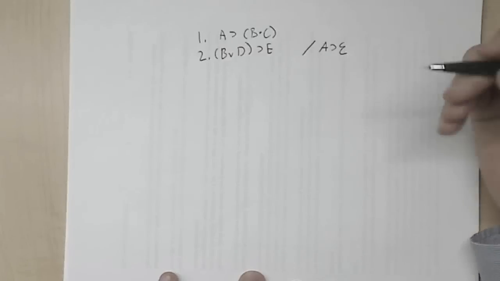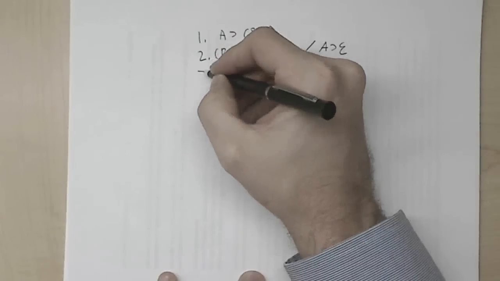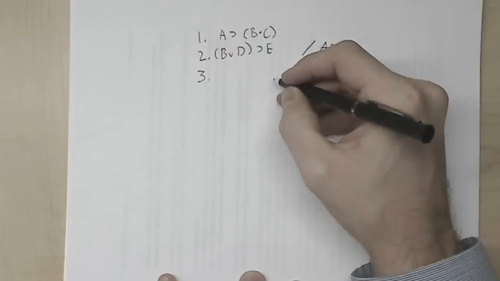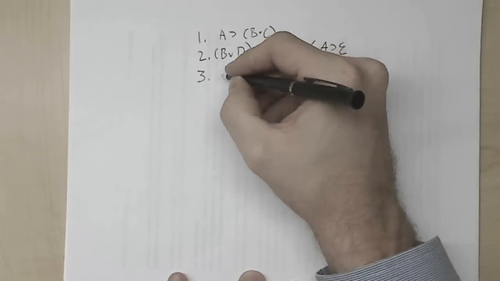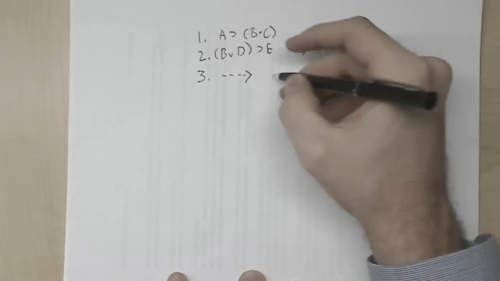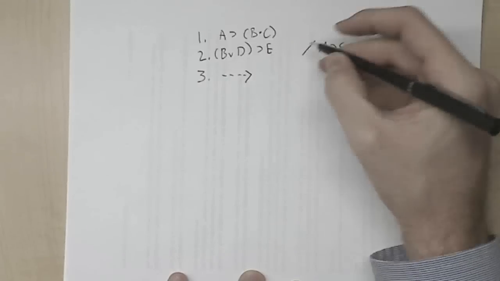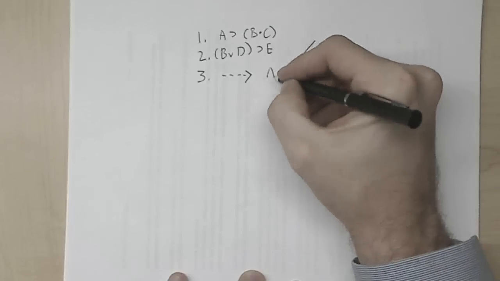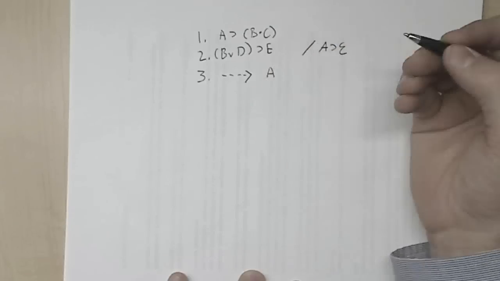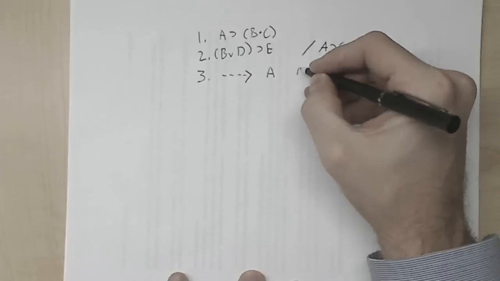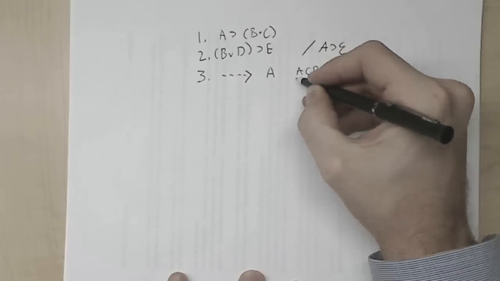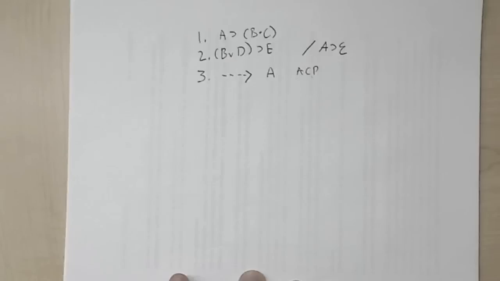Well, you can do this thing called a conditional proof. The first line of a conditional proof is always going to be written to the right. You're going to write line 3, and you're going to add your assumption. You're going to put A here. We're going to assume A. And this is called our ACP, the assumption for the conditional proof.